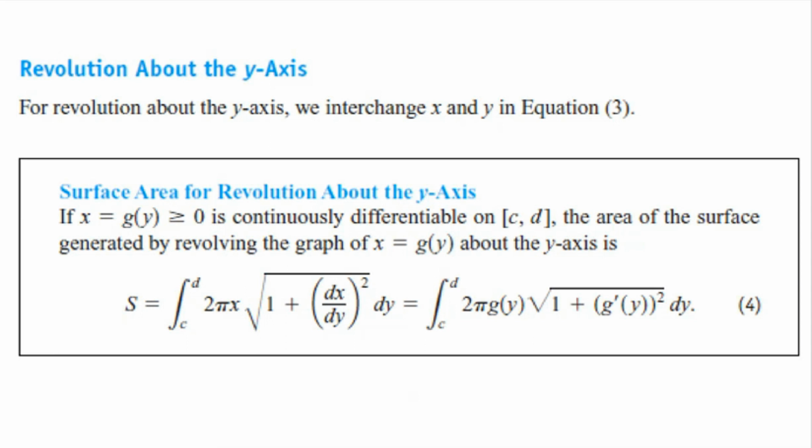So the area of the surface generated by revolving the graph of x equals g of y about the y-axis is S is equal to the integral of 2 pi x times the square root of 1 plus the square of dx over dy, dy from c to d. Or we can write that one as the integral of 2 pi g of y times the square root of 1 plus the square of the derivative of g of y, dy evaluated from c to d. Now let us try to utilize this formula in the next problem.